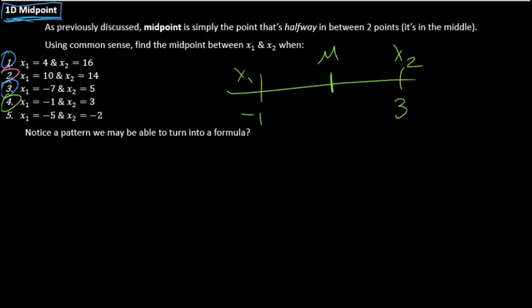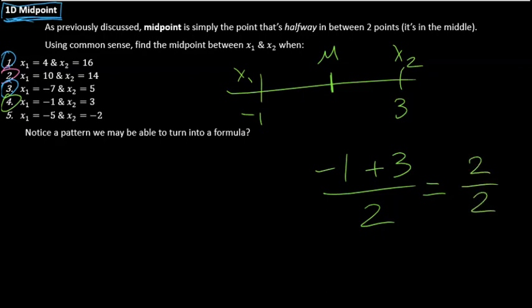So let's skip the common sense and just try the little formula that I did. I just added the start and the stop, and found half of that. So negative 1 plus 3 gives me positive 2, over 2, which would be 1. Now let's see, using common sense, if this is in fact the midpoint.